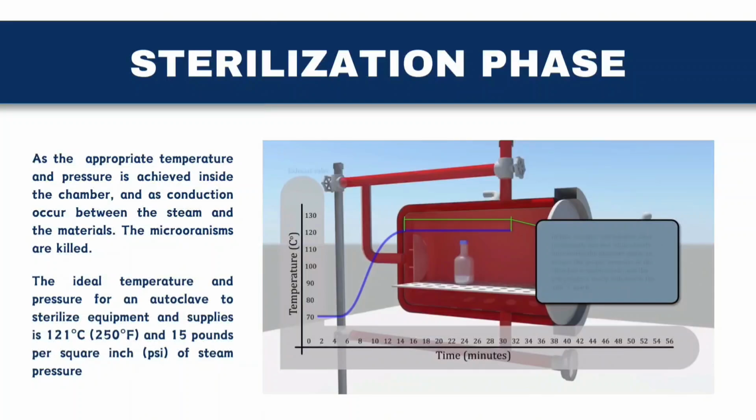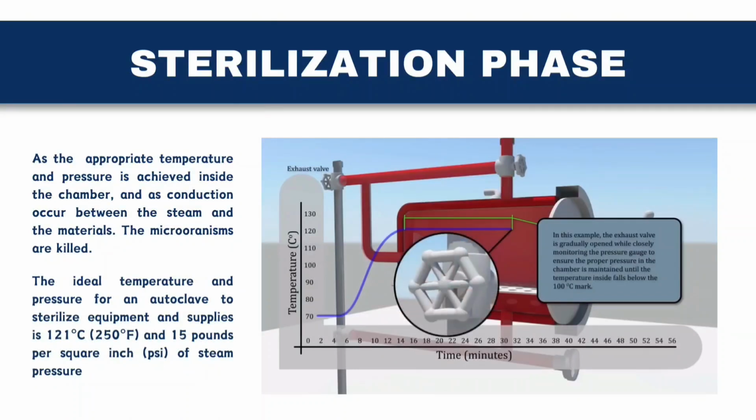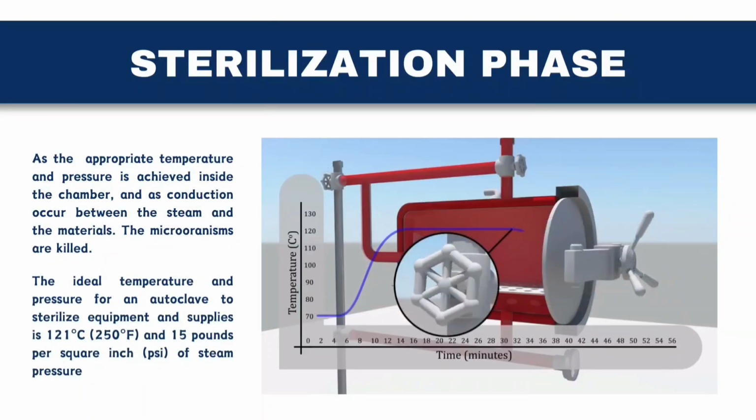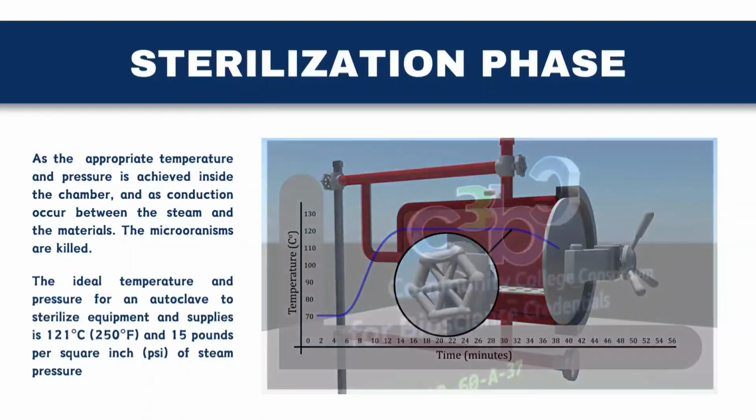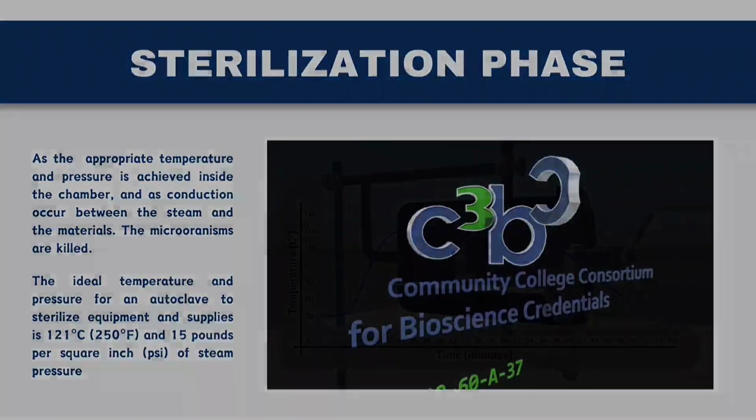In this example, the exhaust valve is gradually opened while closely monitoring the pressure gauge to ensure the proper pressure in the chamber is maintained until the temperature inside falls below the 100 degrees Celsius mark. The ideal temperature and pressure for an autoclave to sterilize equipment and supplies is 121 degrees Celsius or 250 degrees Fahrenheit and 15 pounds per square inch of steam pressure.